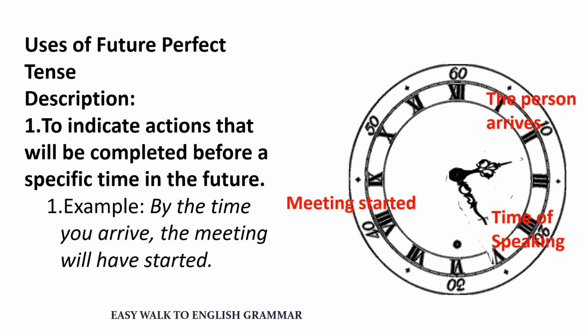Here, we can move on to learn the future perfect tense with the help of examples. We have already learned that future perfect tense is used to indicate actions that will be completed before a specific time in the future. Now, looking to the example. By the time you arrive, the meeting will have started.